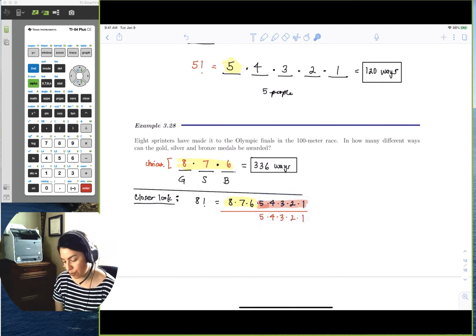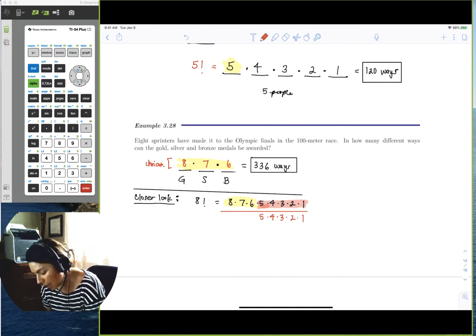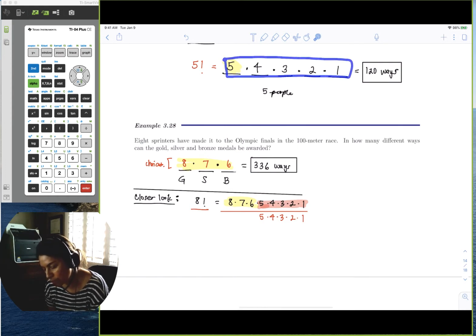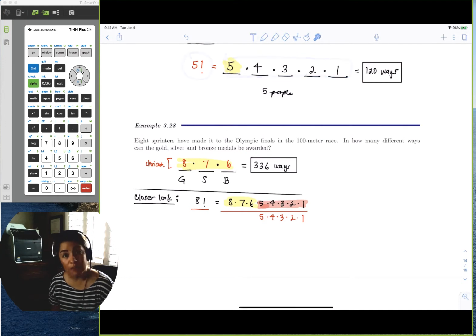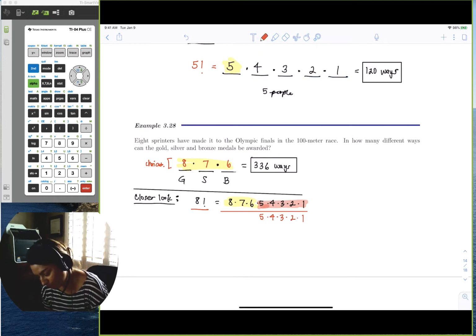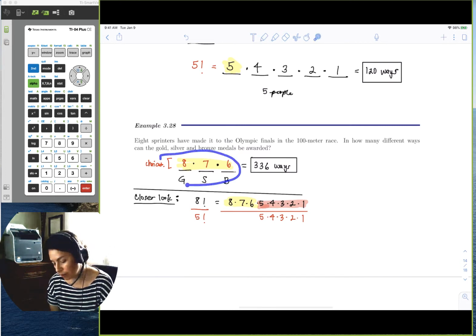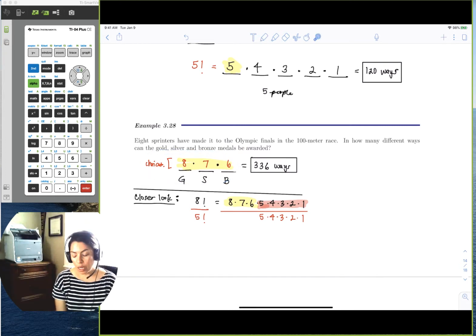That reduces out. So if I went ahead and divided 8 factorial by what? What is 5 times 4 times 3 times 2 times 1? Let's look up here. 5 factorial. So if I said 8 factorial divided by 5 factorial, that is the same thing as completing this problem above. Would you agree?